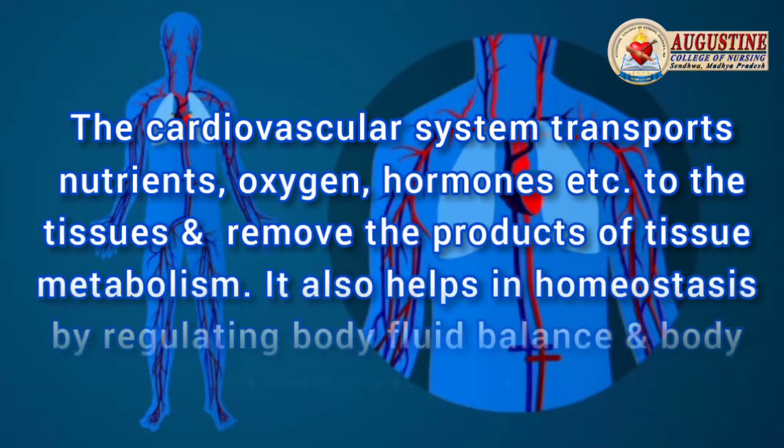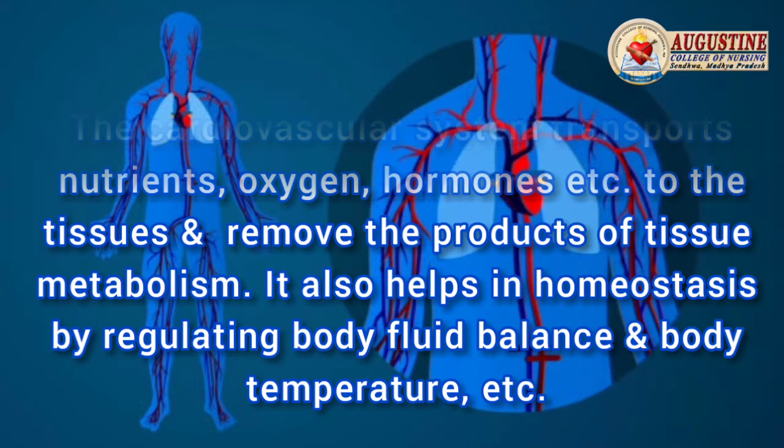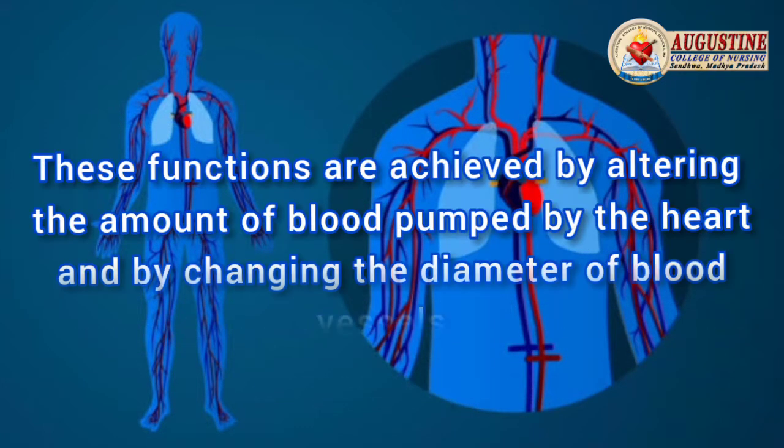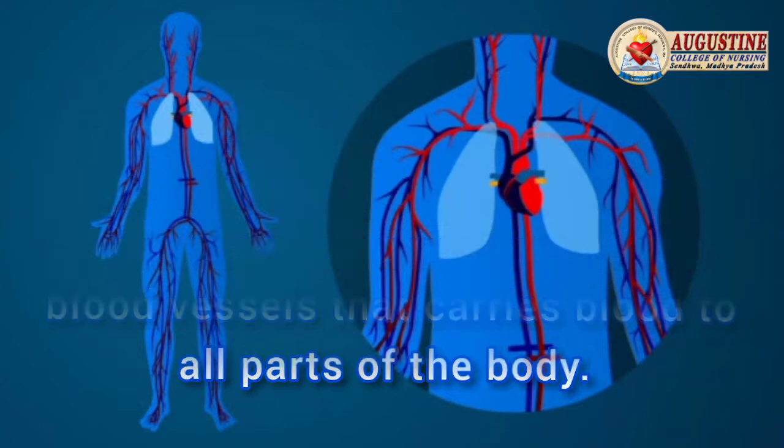The cardiovascular system transports nutrients, oxygen and hormones to the tissues and removes the products of tissue metabolism. It also helps in homeostasis by regulating body fluid balance and body temperature. These functions are achieved by altering the amount of blood pumped by the heart and by changing the diameter of the blood vessel. Cardiovascular system consists of the heart that pumps blood into circulation and a vast network of blood vessels that carries blood into all parts of the body.